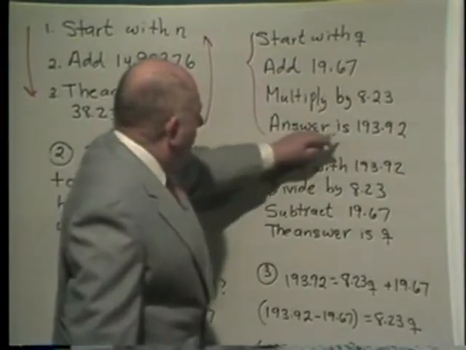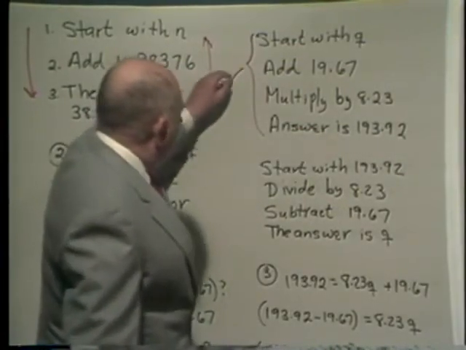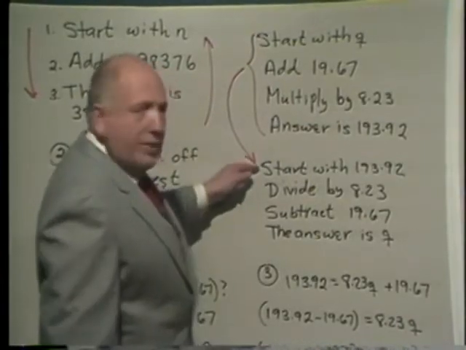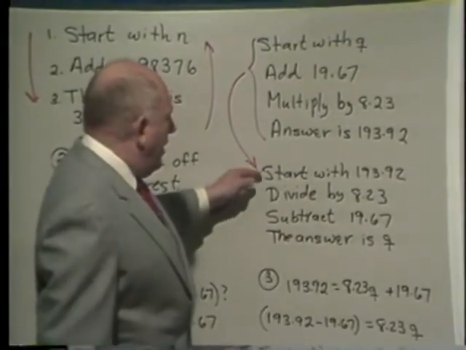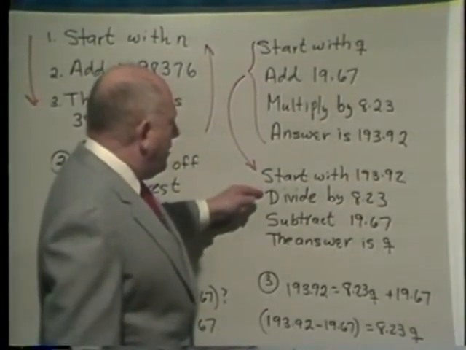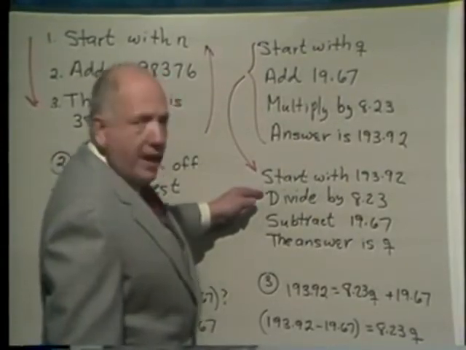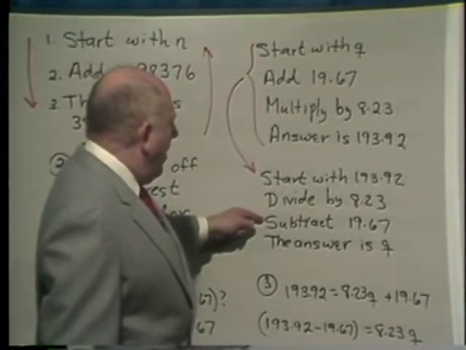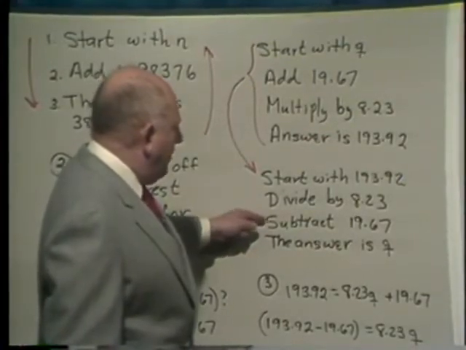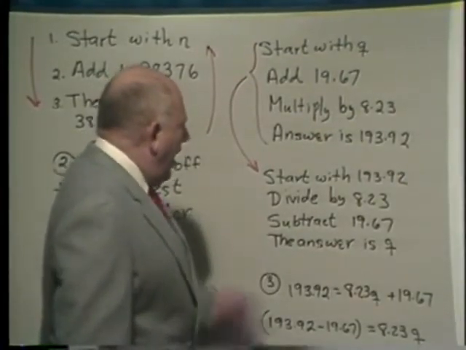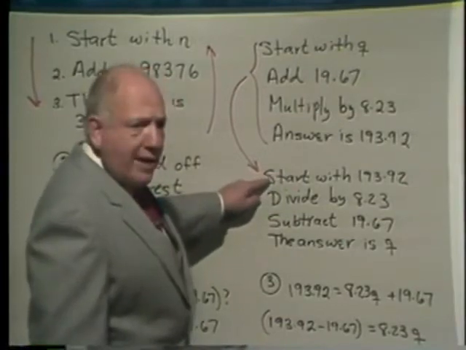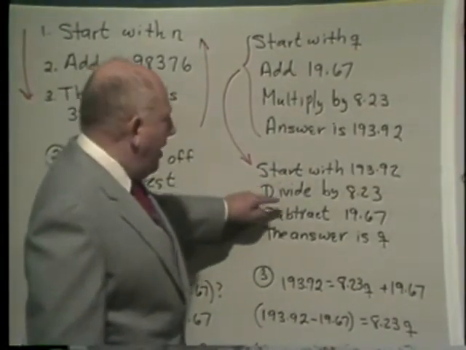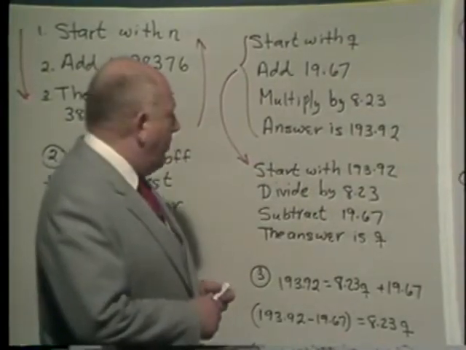If I want to start with the 193.92 and find q, do you see what I'm going to do? I'm going to start with 193.92. Instead of multiplying by 8.23, I'm dividing by 8.23. Then instead of adding 19.67, I'm subtracting 19.67, and the answer is then q. And notice that that's exactly what we did the algebraic way. We first divided both sides by 8.23, then we subtracted 19.67.